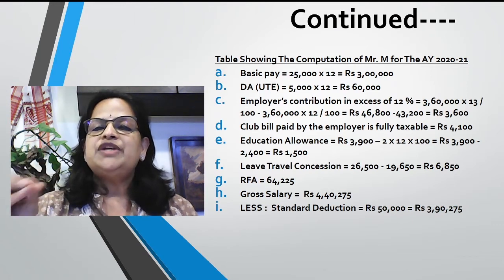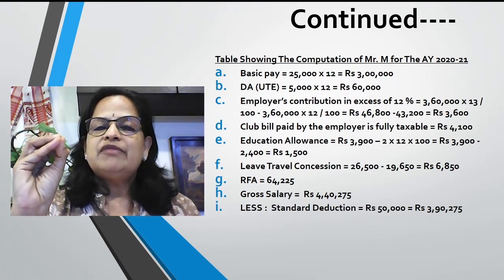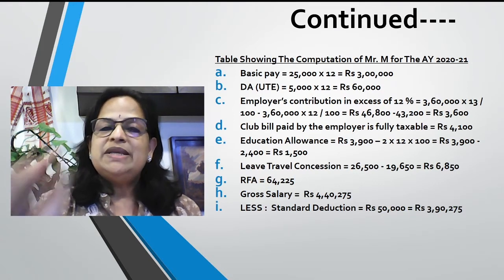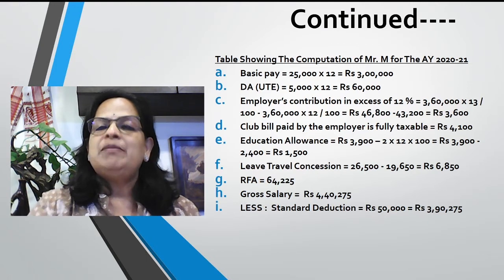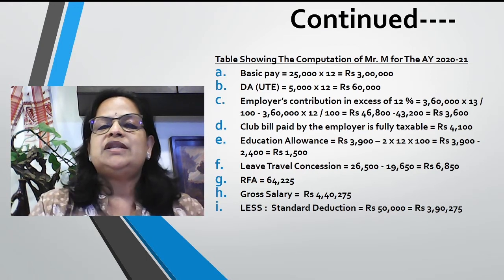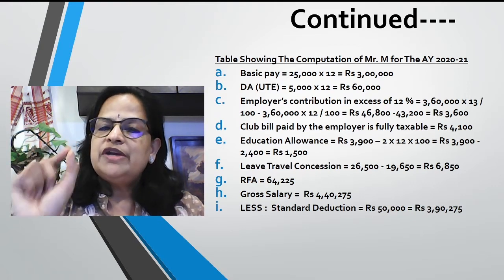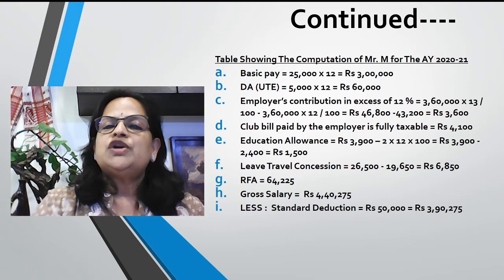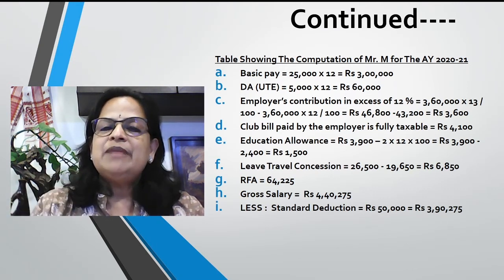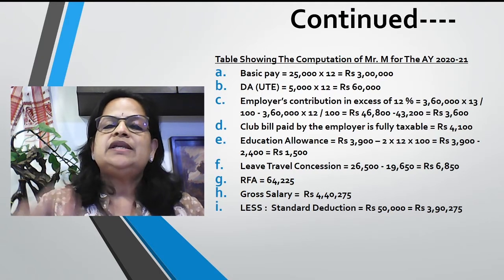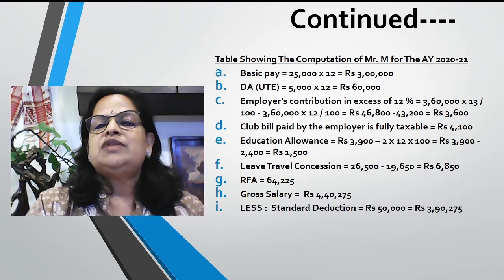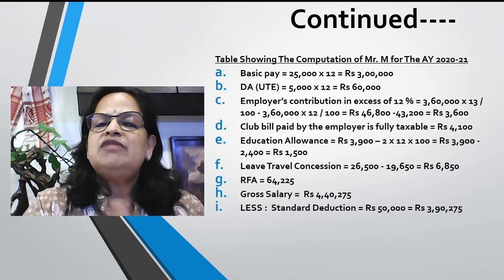Now, employer's contribution, I told you, in excess of 12%. So the salary for RFA computation, the salary for Provident Fund RPF contribution, will be basic salary and DA. So 3 lakh plus 60,000, you are getting 3,60,000. 13% they are contributing. So 3,60,000 into 13 by 100 is 46,800. Exempted amount is 12%, so 3,60,000 into 12 by 100, 43,200. So 46,800 minus 43,200, 3,600 will be taxable.